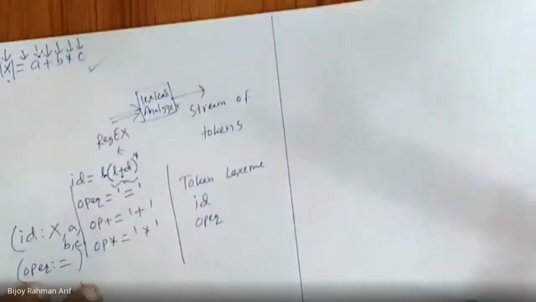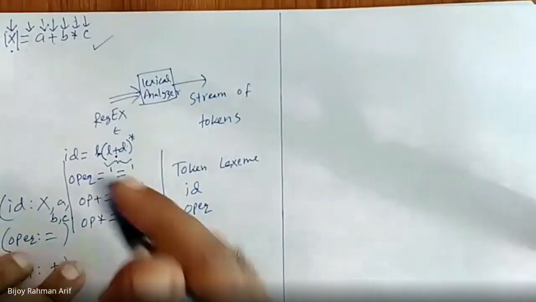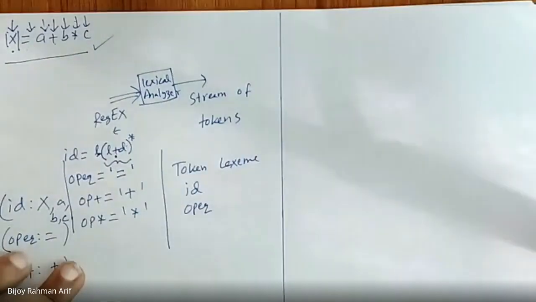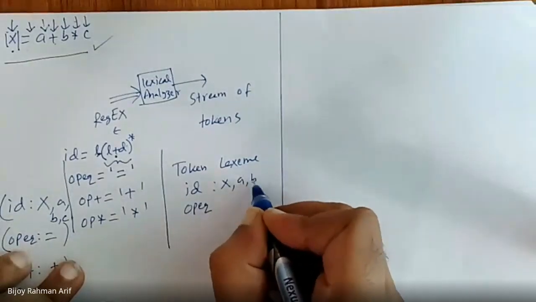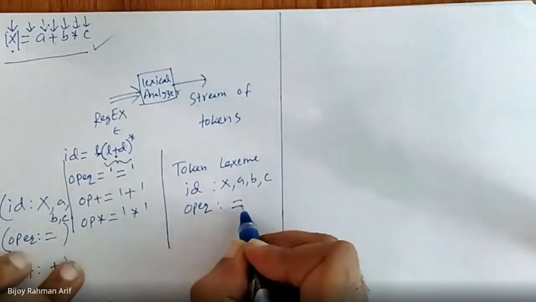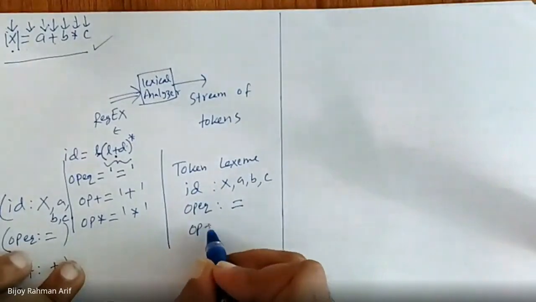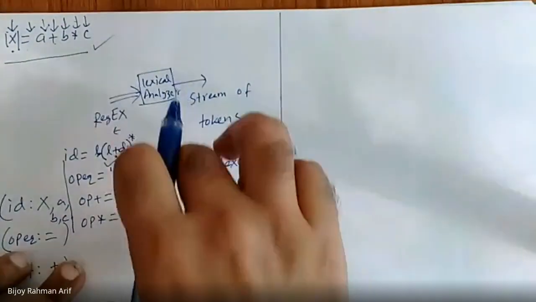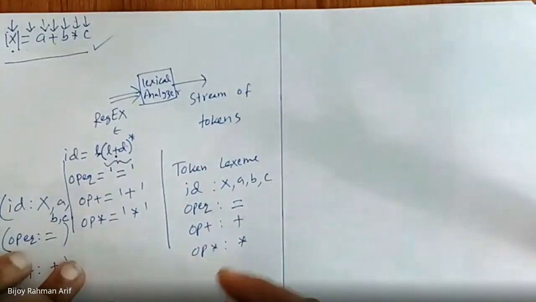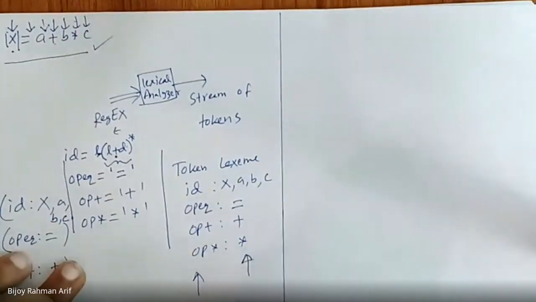So in this expression, what are the lexemes? X, A, B, C. ID has lexemes X, A, B, C. Operator equal is equal, operator plus is plus, operator star is star. So the generic name is called token, and instances are called lexeme.